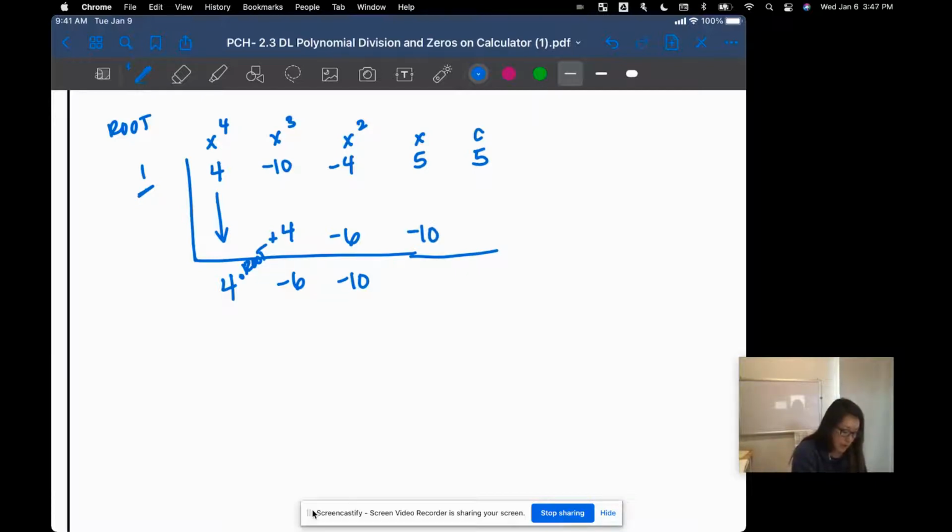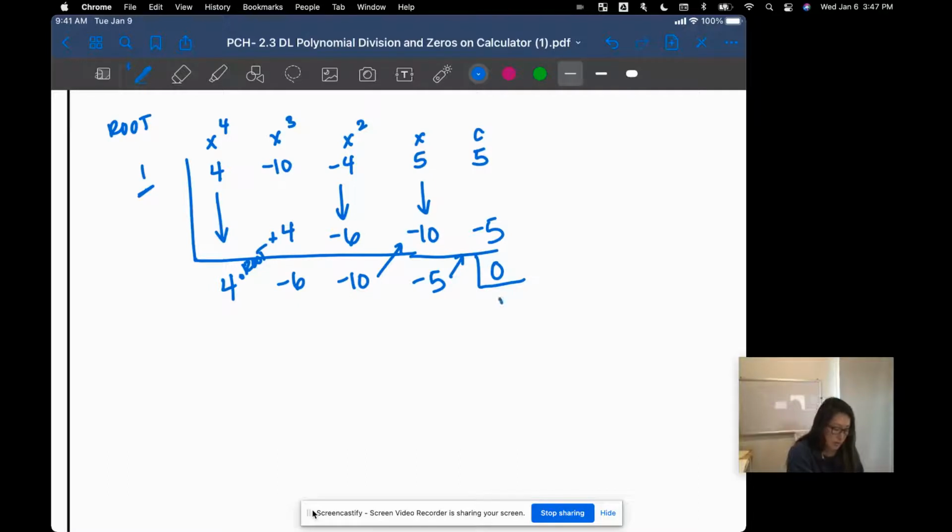So I add. 5 plus negative 10 is negative 5. Then I multiply by the root. So negative 5 times 1 is negative 5. Then negative 5 plus 5 is 0.